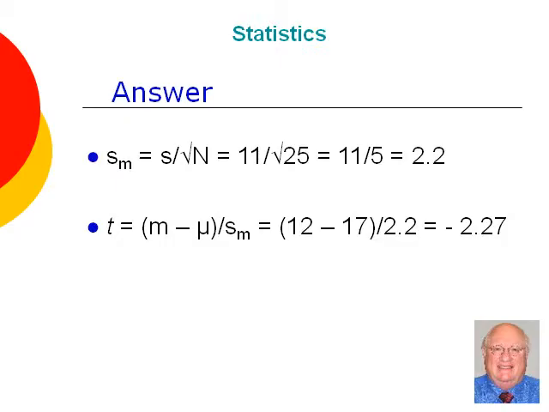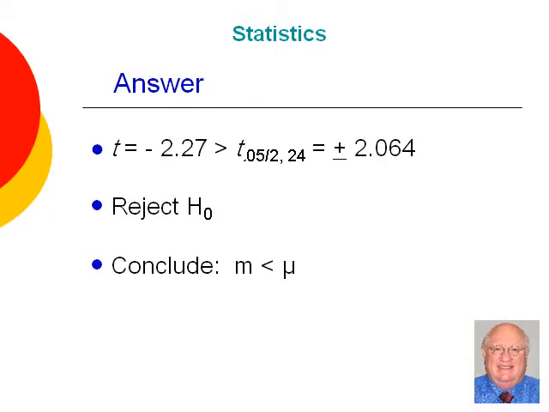Before going to the next slide, see if you can answer this question. If the t-statistic is -2.27, do we accept or reject the null hypothesis? From the table, we learn that the critical value is equal to plus or minus 2.064 when alpha is equal to 0.05 and we are using a two-tailed test, and degrees of freedom are 24, which is equal to 25 minus 1, or n minus 1.